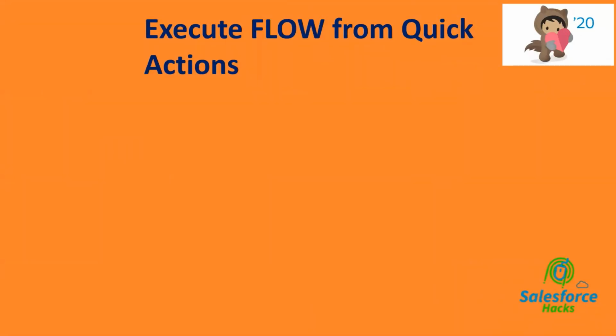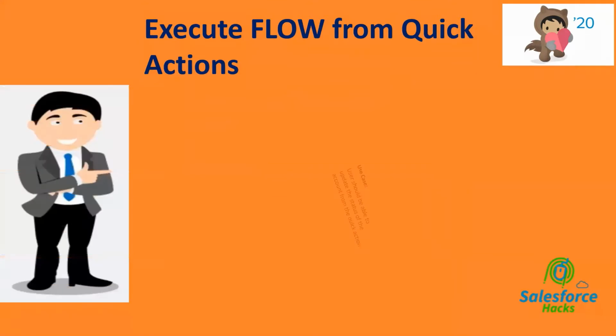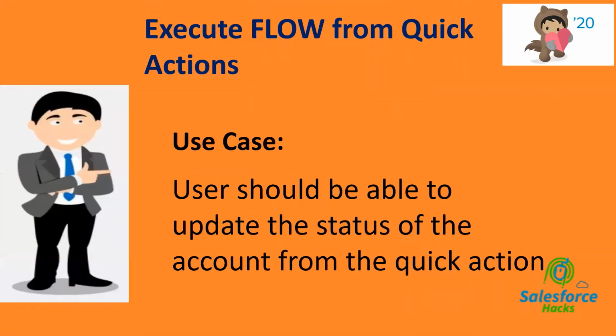Today we are going to see how to launch a flow from a quick action. For this, we are going to take this as a use case: the user should be able to update the status of the account from the quick action. So I'm going to add a quick action in the account layout where the user can just click on that option, so that the account status will be updated automatically in the background. So let's see how we can do that.